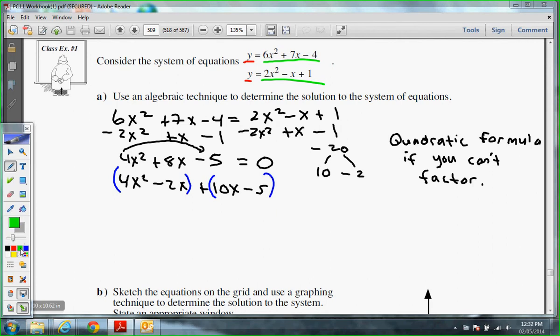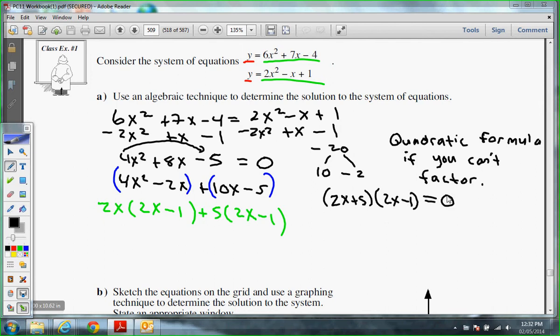Take a 2x out of the first one. That gives me 2x minus 1. I'm going to take a 5 out of the second one. That gives me 2x minus 1. So then we see that our answer is going to be 2x plus 5 times 2x minus 1 equals 0.